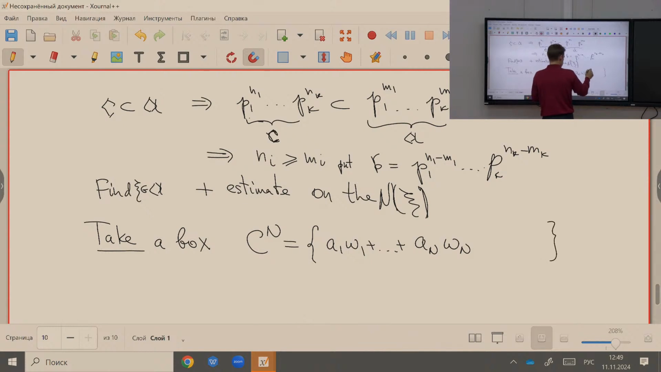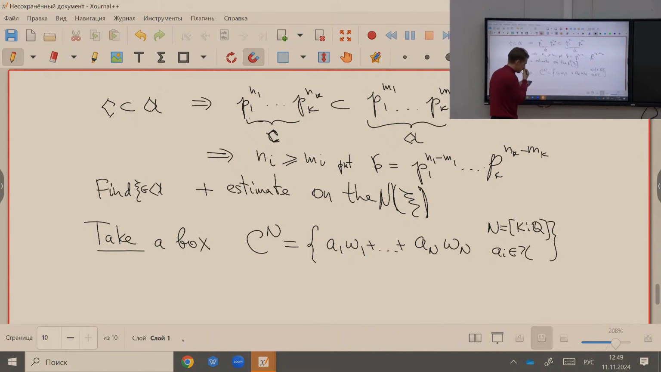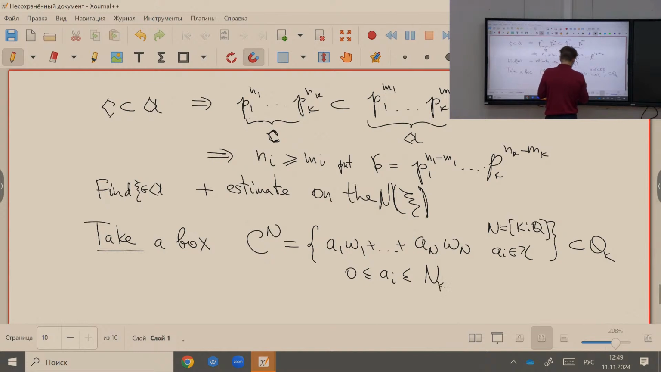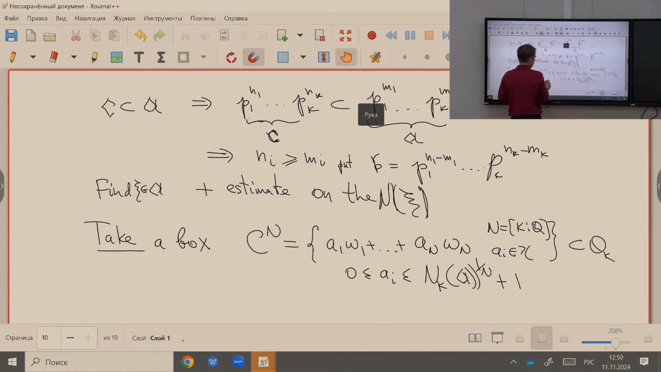Yes, so n is just the degree of K over Q. And we shall bound, so the a_i's are integers, since omega is a basis of the integer ring, the ring of integers. We shall bound the coefficients: they will be positive and less or equal than the norm of a to the power 1 over n, so this is the size of the box, plus 1.